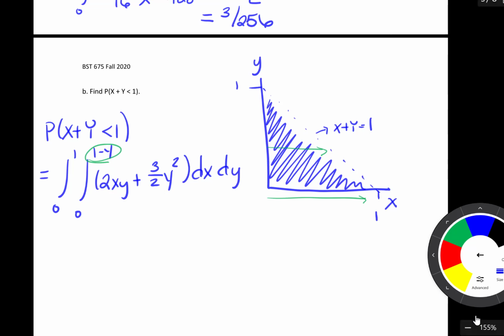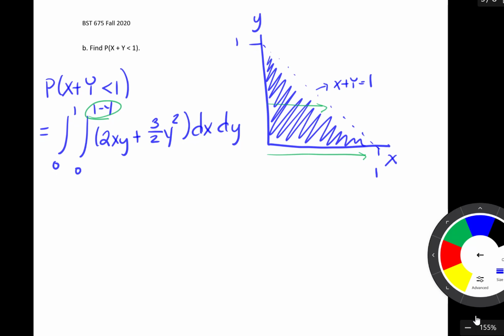Alright, so now we can perform that integration. And I'm actually going to let you confirm this on your own. So you should find that this is equal to 5 divided by 24. And if you have any problems with that integral, just let me know, but it's going to be very similar to what we just looked at in the previous example.